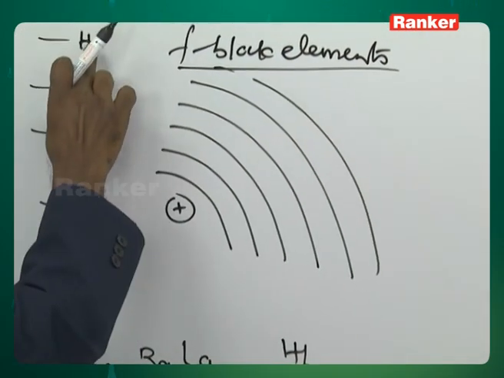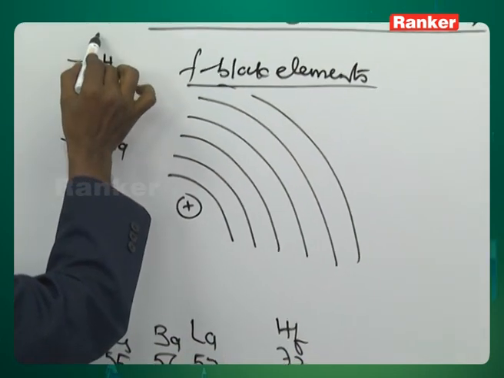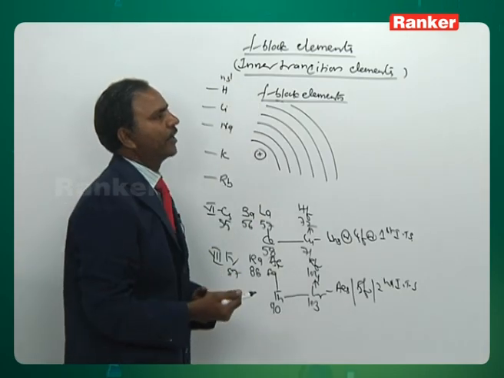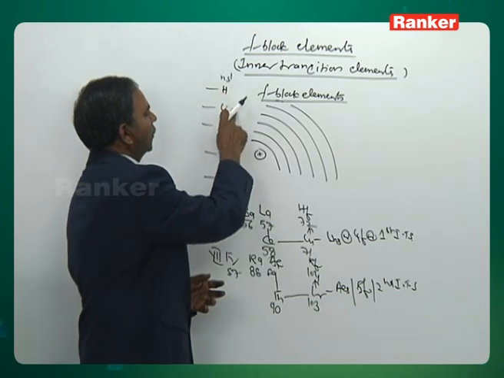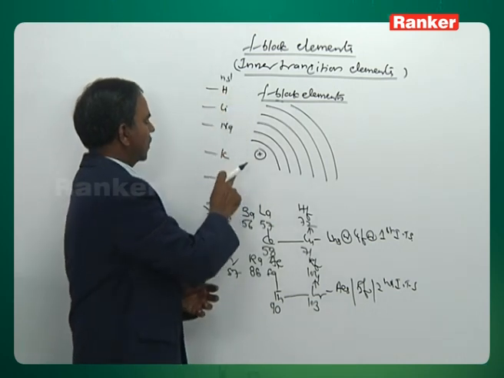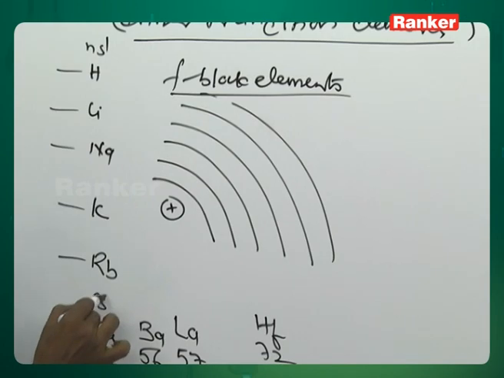Now this is hydrogen. This first shell group of elements is ns1. This is 1s1, 2s1, 3s1, 4s1, 5s1. This is coming to be what?